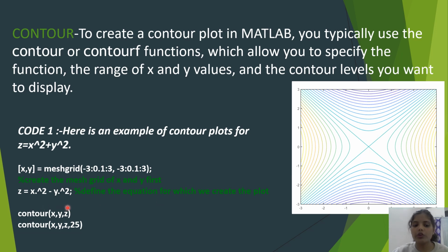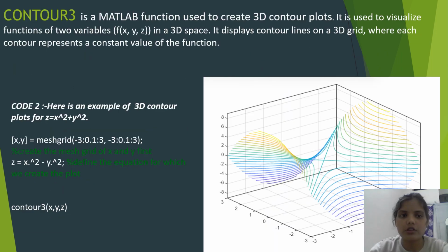But if we want to increase the number of lines in the graph, we can also put any digit, like 25. We increase the number of lines by putting 25, and the graph is observed like this.